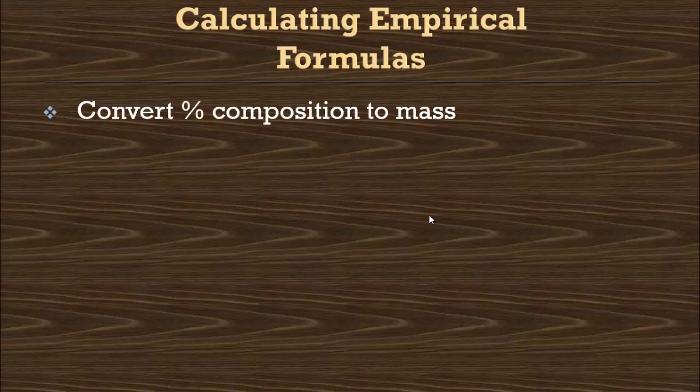Often we are given the percent composition of the compound, and what percent of each element is in that compound. So what we're going to do is convert that percent composition to mass. Basically, it's real easy. All we're going to do is change the percent sign to grams. So we're going to assume that there is 100 grams.